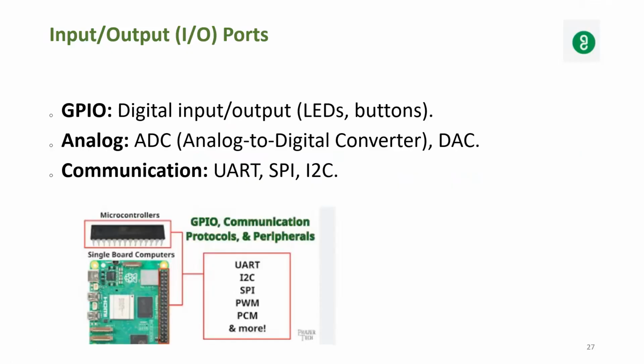Input-output ports, GPIO ports. Digital input-output ports are used, for example, if you want to connect LEDs, buttons, whatever it is, a single input value, a single bit value. That will be connected through digital input-output. For analog input you need an ADC, and you also need a DAC.